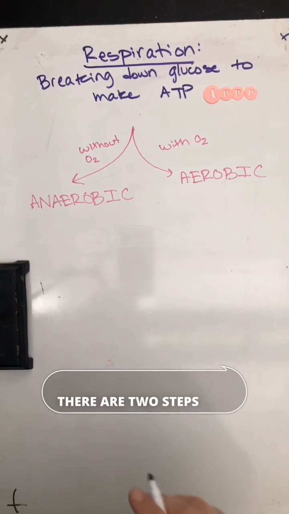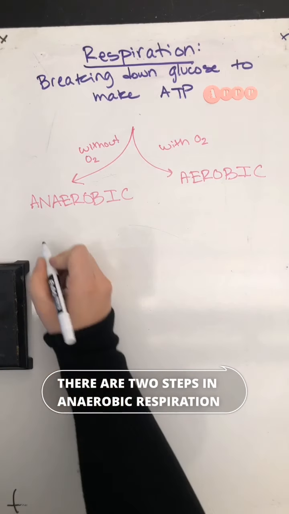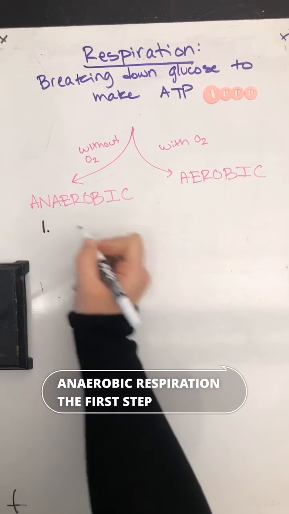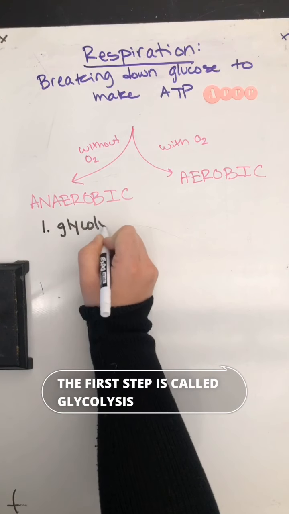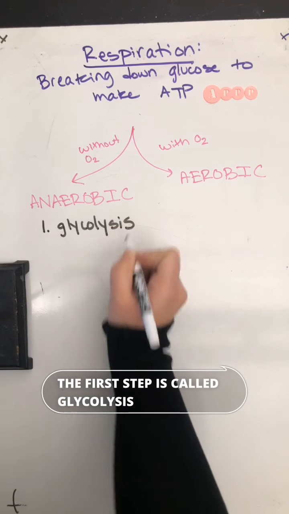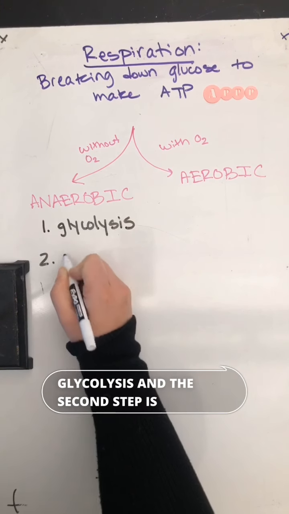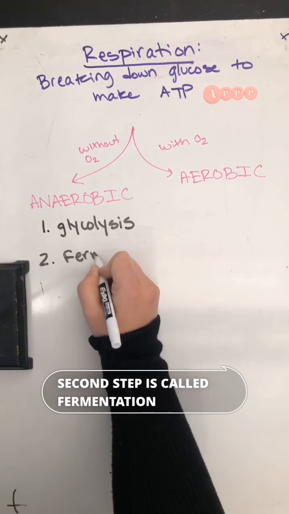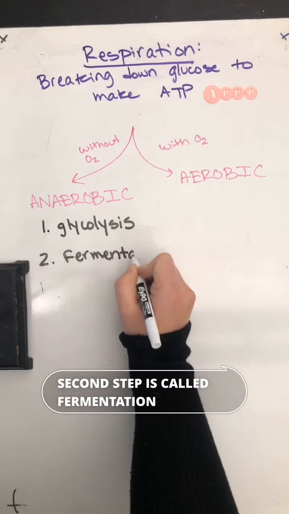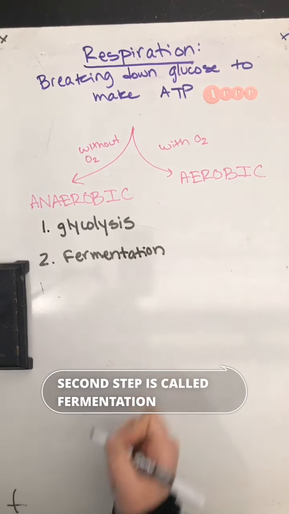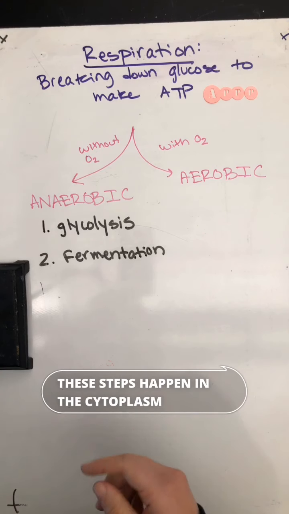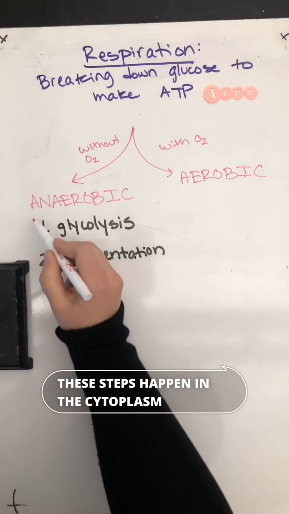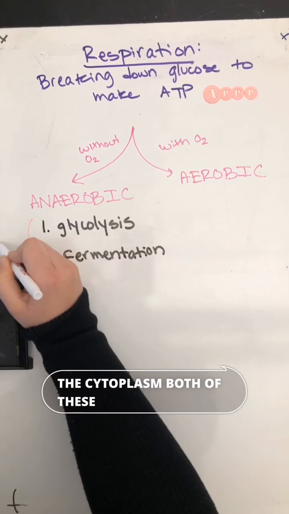There are two steps in anaerobic respiration. The first step is called glycolysis. And the second step is called fermentation. Both of these steps happen in the cytoplasm.